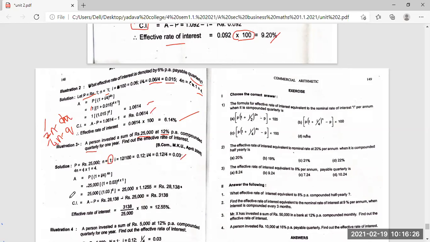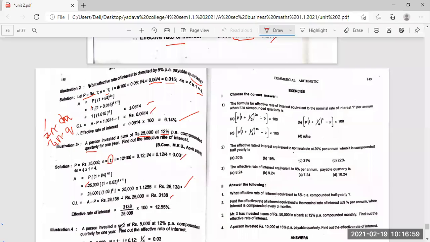Okay, so same formula, A is equal to P into 1 plus I divided by 4, the whole to the power of 4n. So P, already we know, they have given 25,000. Then I divided by 4 we have found, that is 0.03, to the power of 4. So when we multiply it 4 times, you will be getting 1.1255. So when we do the answer, you will be getting 28,138. A minus P, when we do it, compound interest is 3,138.